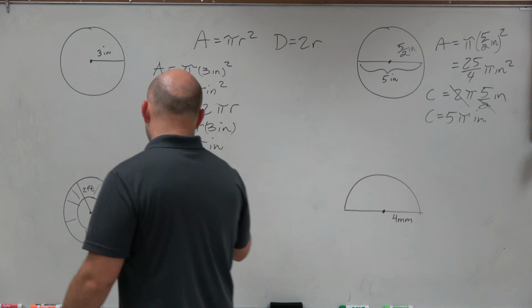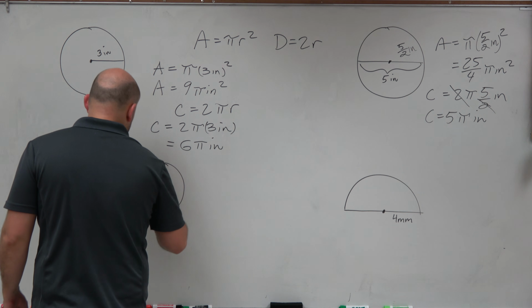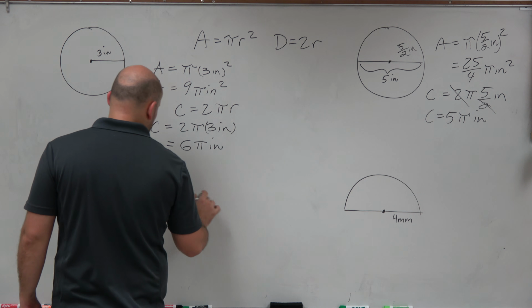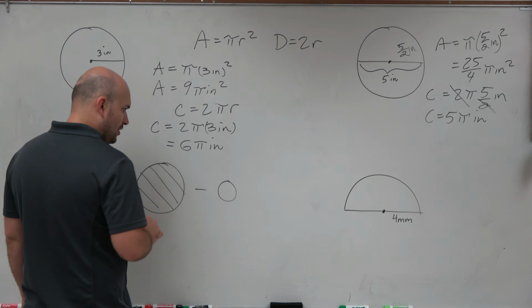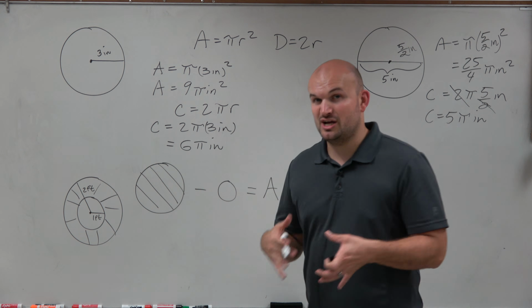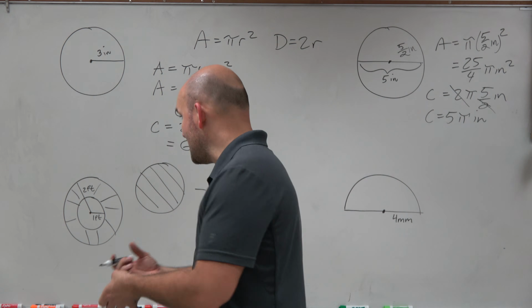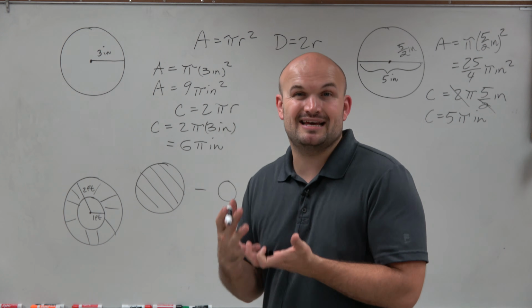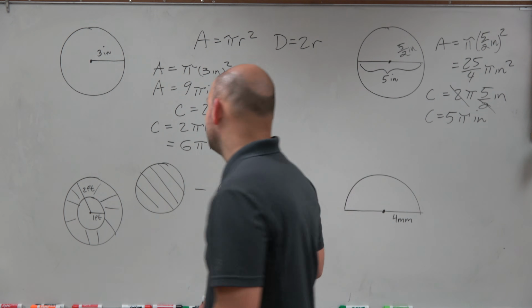So basically what we have is this large figure, which is the shaded region, minus the donut hole. That equals my area. So I've got to find the area of the large circle and subtract the area of the smaller circle to get the area of that ring.